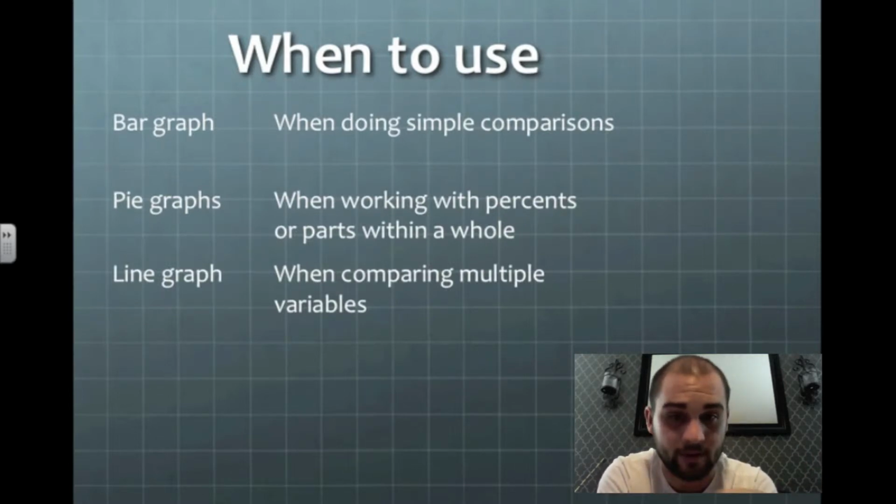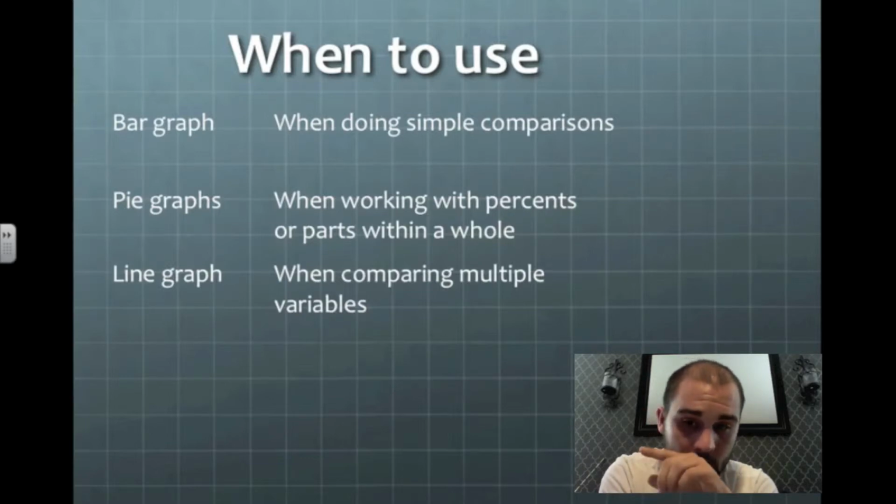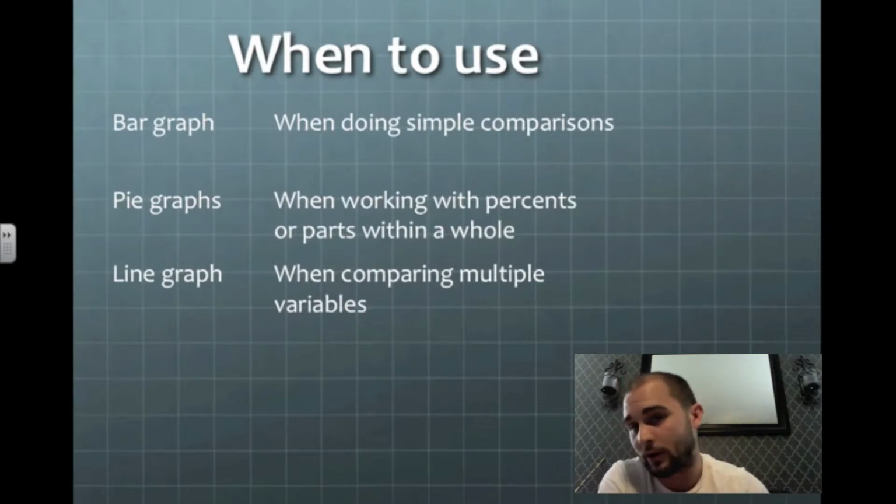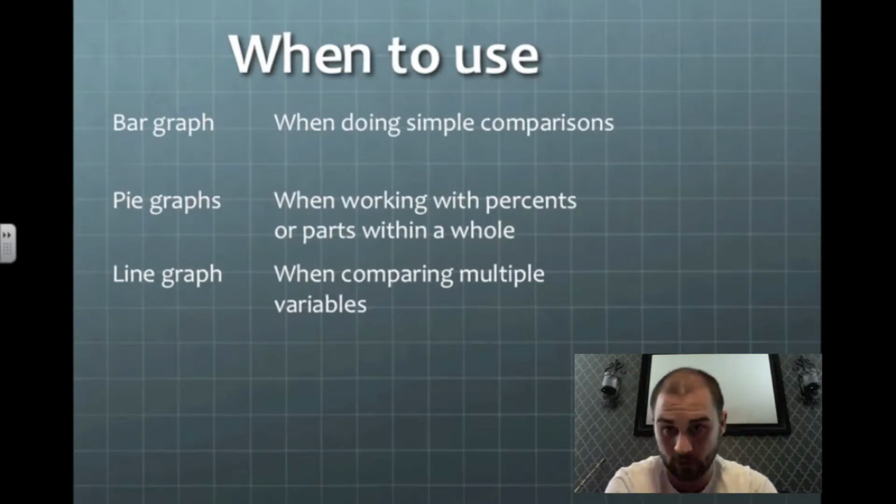And you'd have three variables there. You'd have your speed, you'd have your time, and you'd have your distance. And that's why you couldn't do that with a bar graph. You couldn't compare those three things. You can only compare two things with the bar graph at a time. Okay?